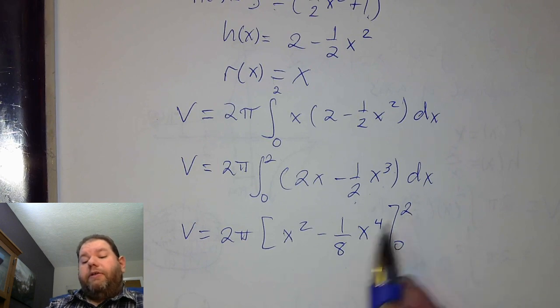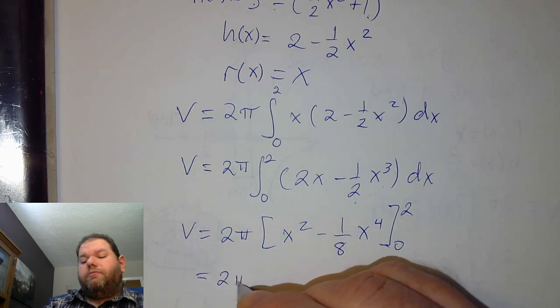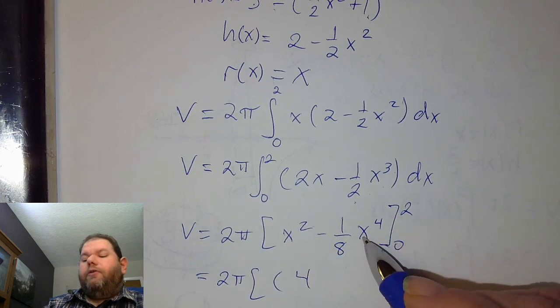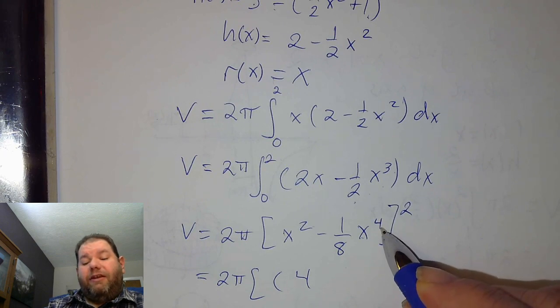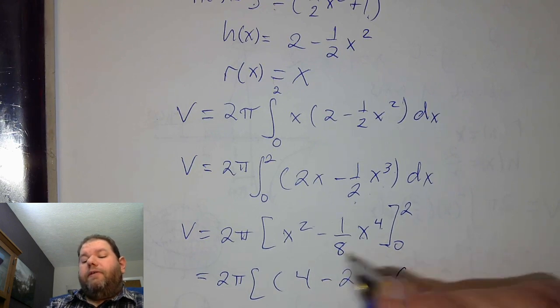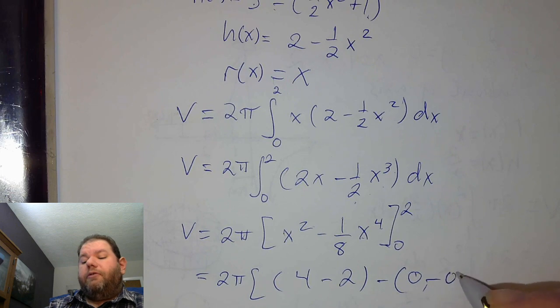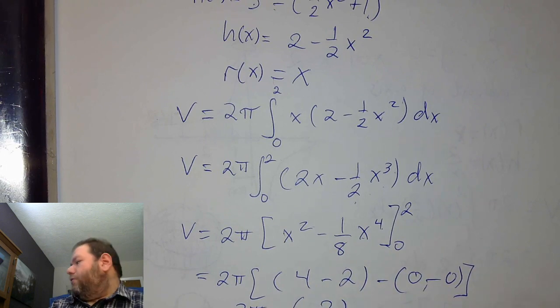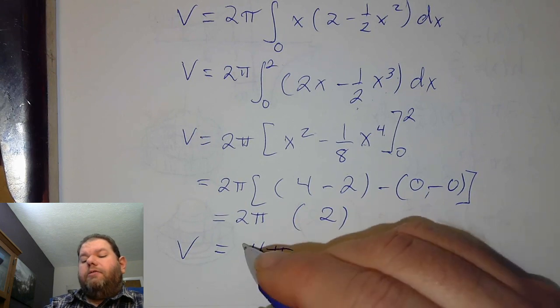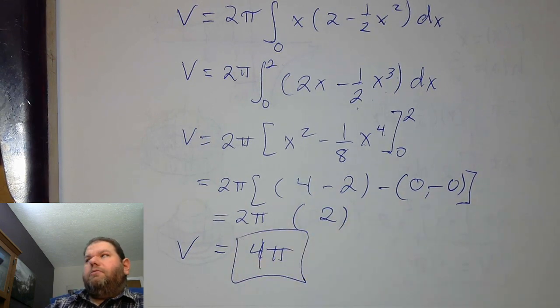Okay, so we plug in x equals 2. Now 2 squared would give us a 4. 2 to the fourth would be 16, and then times 1 over 8 would give us a 2. And 0 just results in a pair of zeros. So we end up with 2 pi times 2. So our volume ends up being 4 pi, which I think was the answer to the last one. So it's kind of a nice, interesting coincidence.